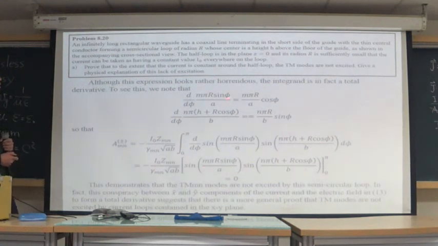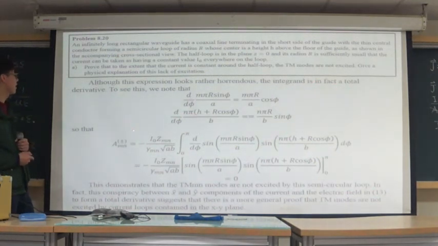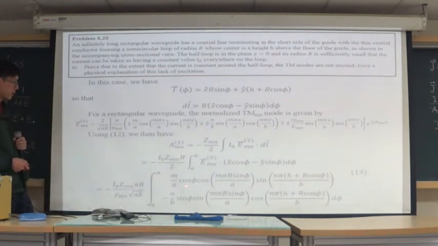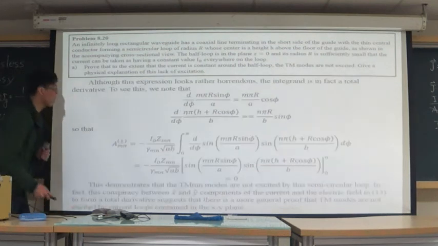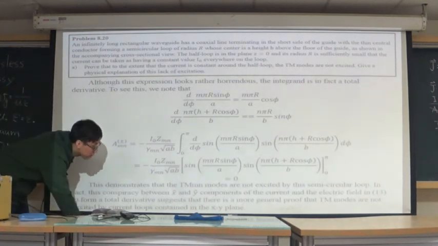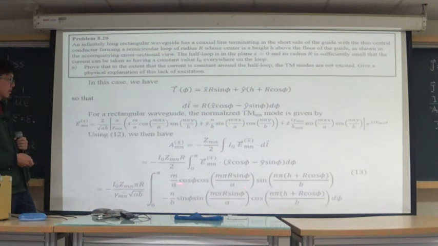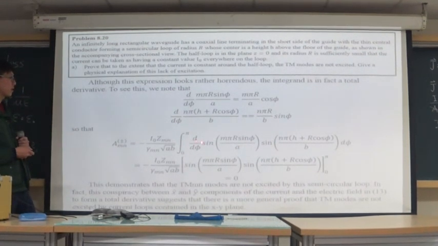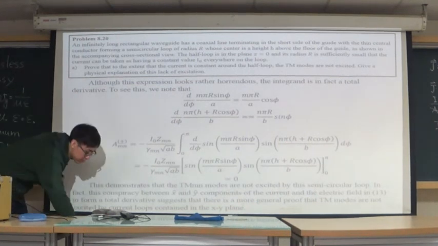Although this equation looks really horrendous, the integral is in fact a total derivative. To see this, we know that there are two relations. So we change, this is this part. When this part is differentiated, it will go to this part, times this part. Okay. And when we do this, it will turn to this part.